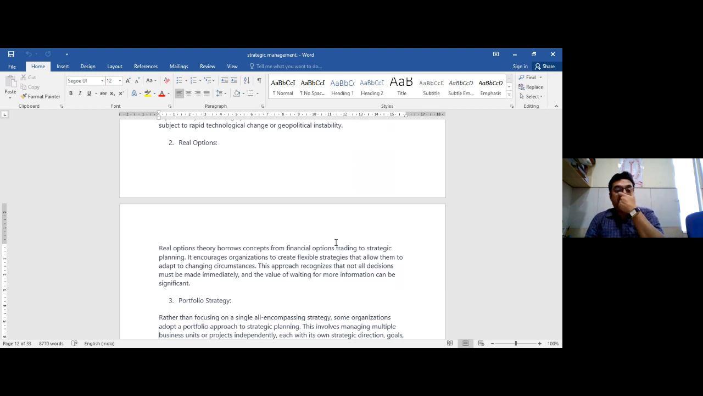This approach would also recognize that not all decisions must be made immediately, and the value of waiting for more information, waiting here would mean seeking more information, can be significant.